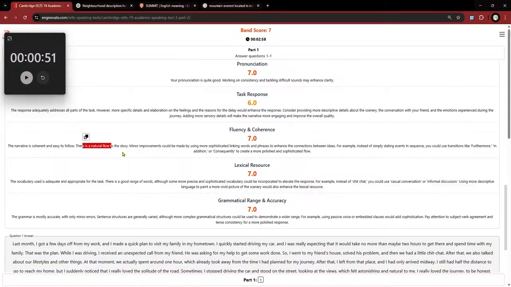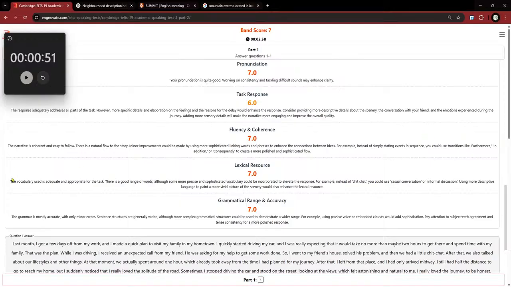The natural flow of the story, minor improvement could have helped you: consistency and addition. Furthermore, yeah, this was the word. Furthermore, in addition, consequently create a more polished flow. I want to use this addition. In addition, I was thinking that I need to leave the place immediately so I can arrive at my home as soon as possible. So I can use in addition like that.